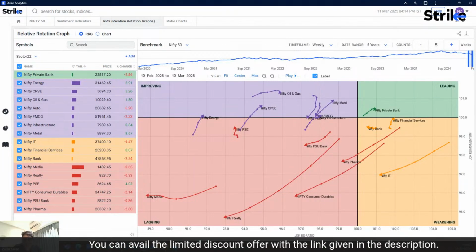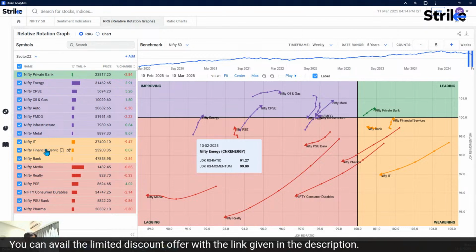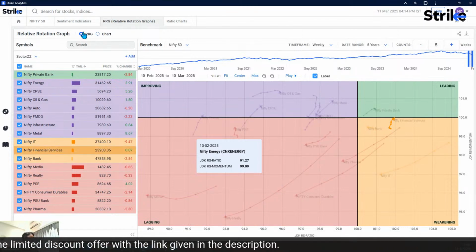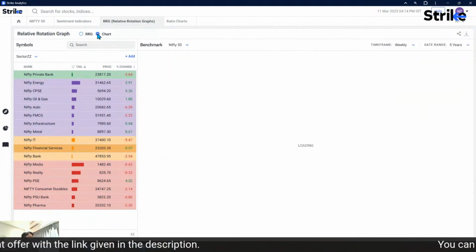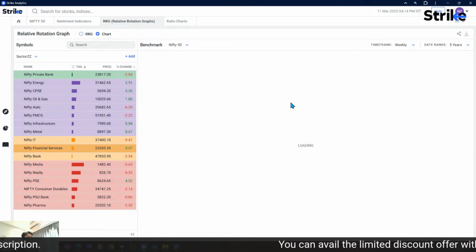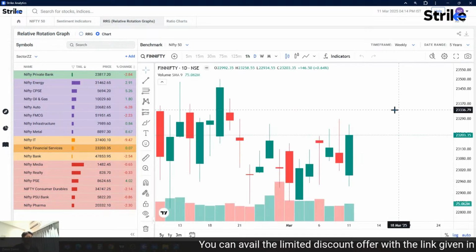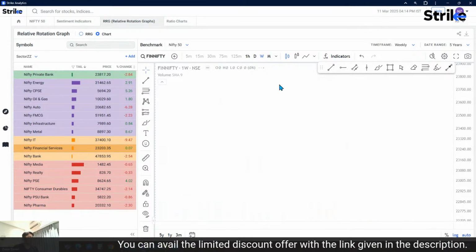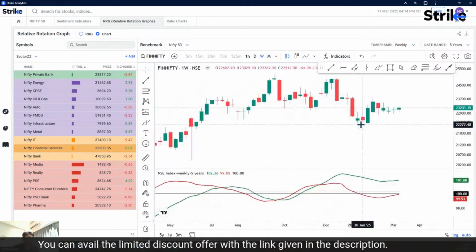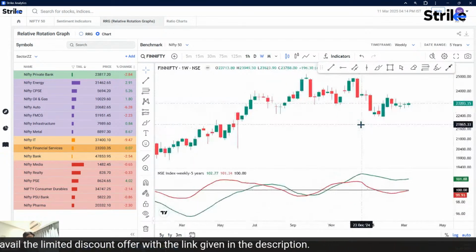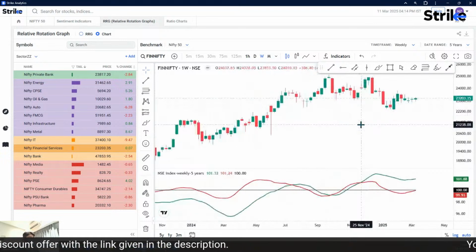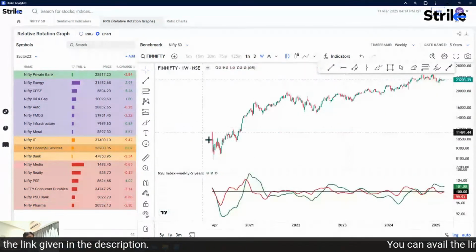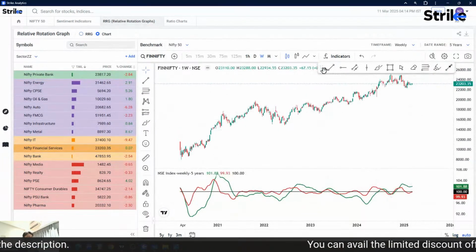Can you show financial services chart? Yes, why not? So just click on financial services, and over here you can click on the chart section. And on the chart section, the weekly chart of financial services will open up. And over here, if you look at the chart, you will get some minimum data. All right, but still, I hope you can see my screen, right?